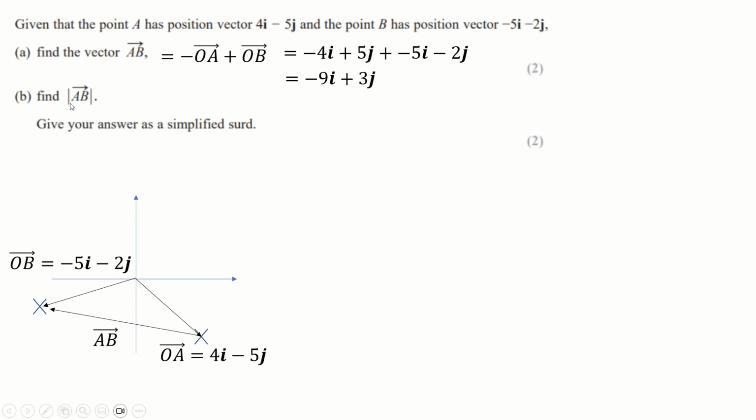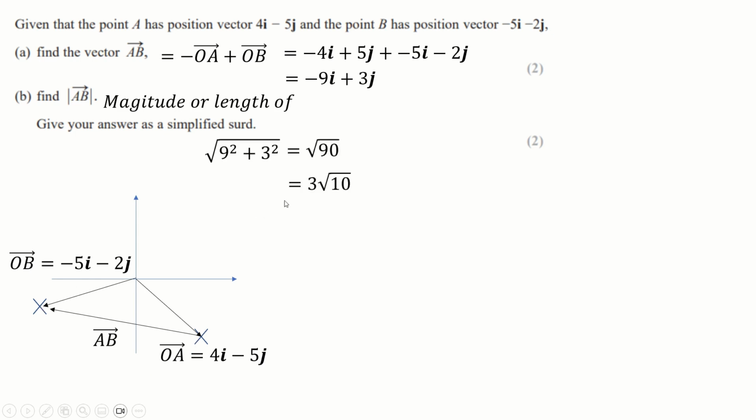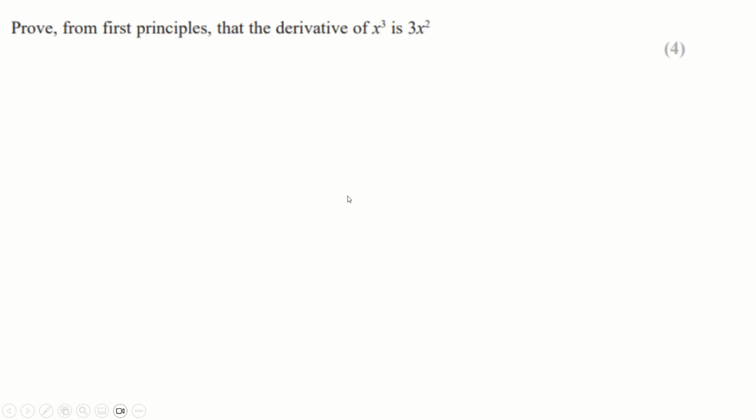AB with lines here means the modulus of, or length of, so just look down here, AB. It's across 9 and up 3, is what we said. So the length of this is just going to be Pythagoras, 9 squared plus 3 squared, square rooted. Your calculator will just give you this straight away, and you'll have your answers to that one there.